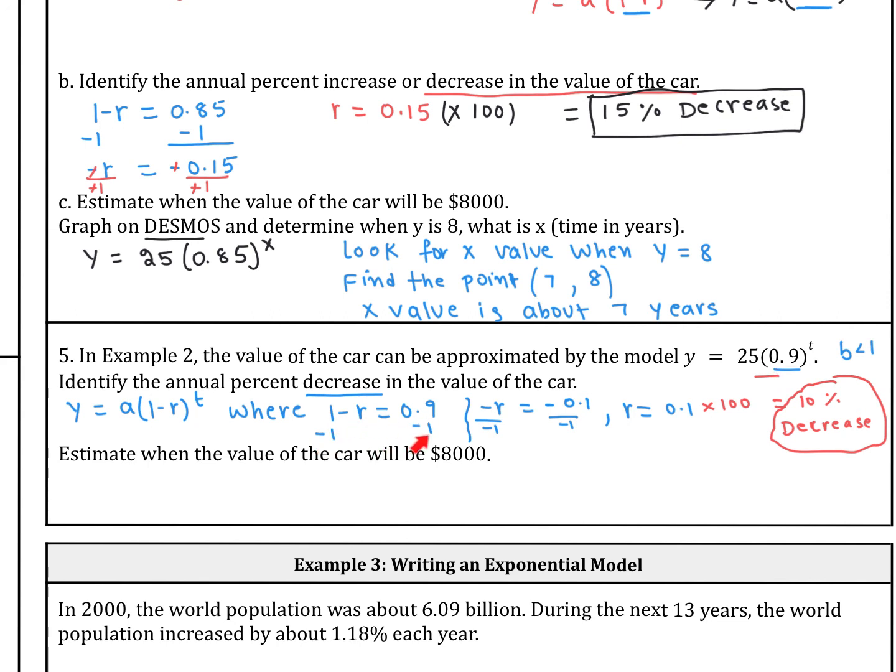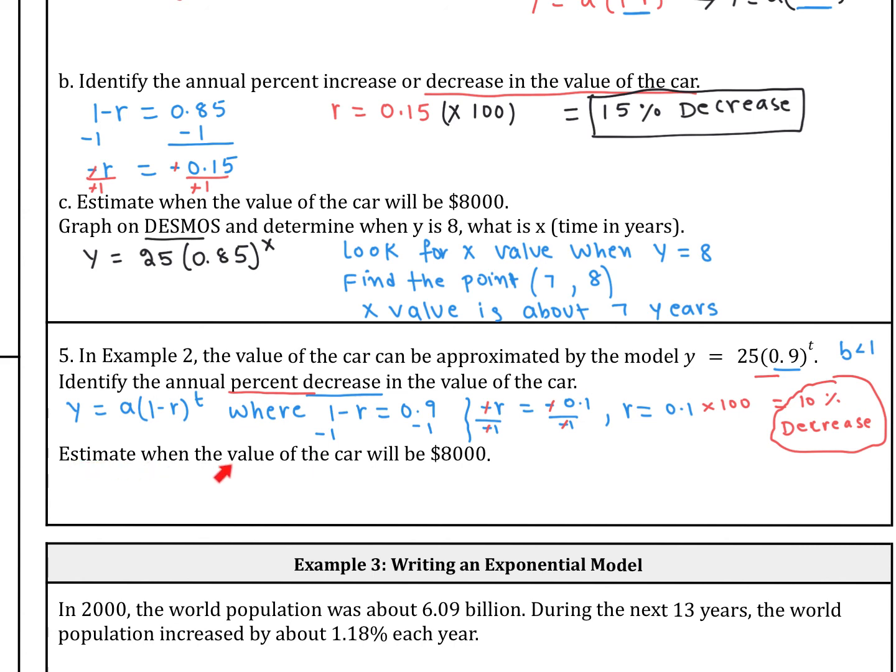Subtract 1 on both sides, you get negative r equals negative 0.1. Divide by negative 1 so that the negatives cancel, and you get r equals 0.1. When you multiply it by 100, you get the percentage, and we need the percent decrease. So the percent decrease is 10%.